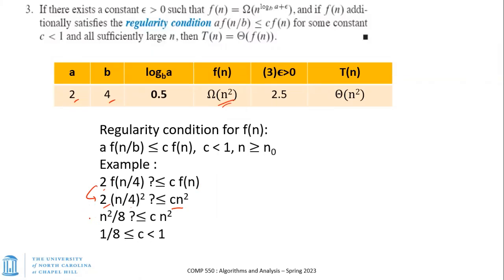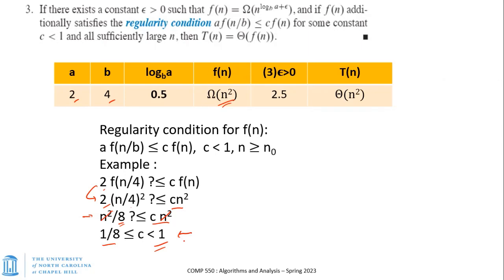Okay, so you can clearly see that this becomes 16 times, and 2 cancels out, so that becomes 8. And so n squared cancels out, and you essentially have 1/8 less than or equal to c, which has to be less than 1. Okay, and you can see that that's true. You can find a value of c which satisfies this equation. So the regularity condition has been met over here.